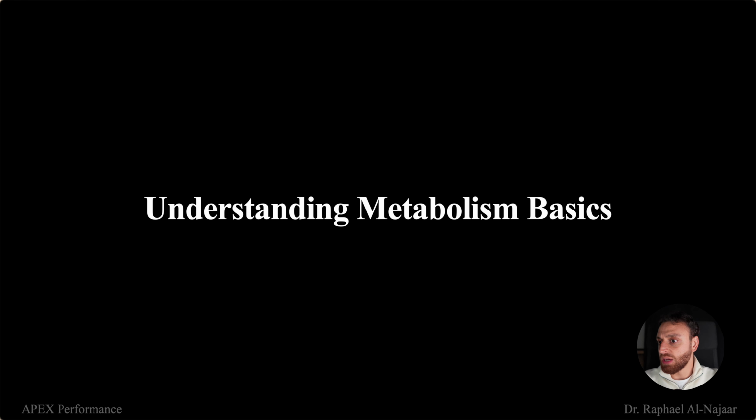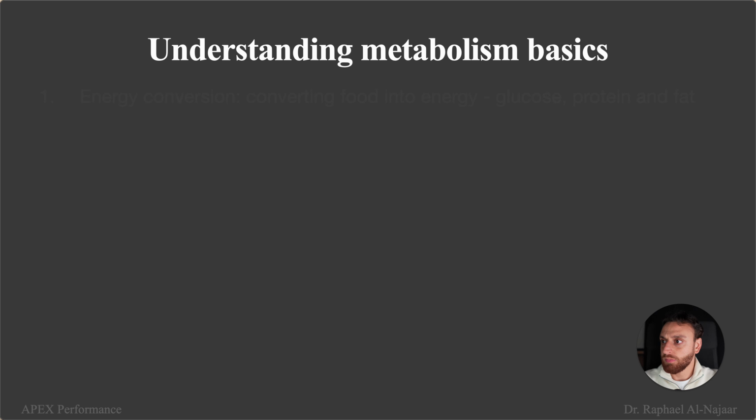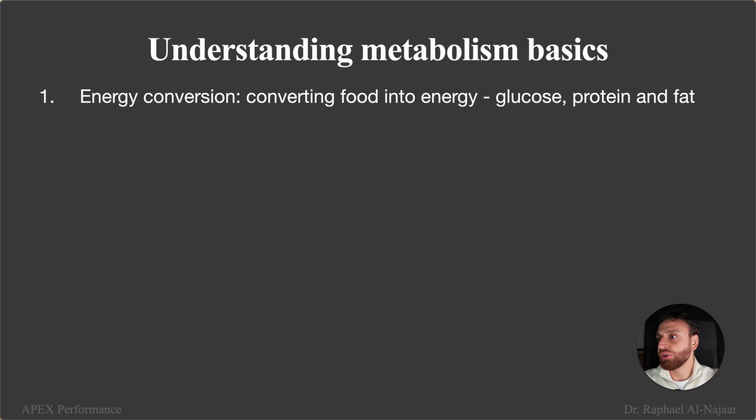So understanding metabolism basics. Energy conversion, converting food into energy, whether that's from glucose, protein, or fat. Glucose being carbohydrates. So these are the three macronutrients that you can derive energy from in your body, whether that's carbohydrates, protein, or fat. They have a caloric output, an energy output. Carbohydrates and protein have 4 calories per gram, and fat has 9 calories per gram. So this is how we get energy, by eating food.